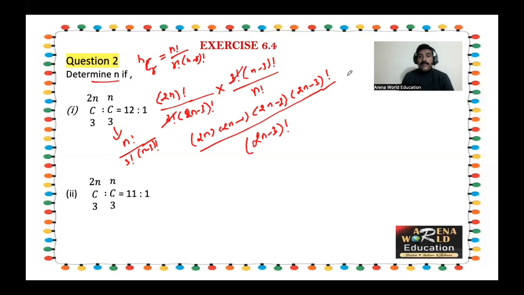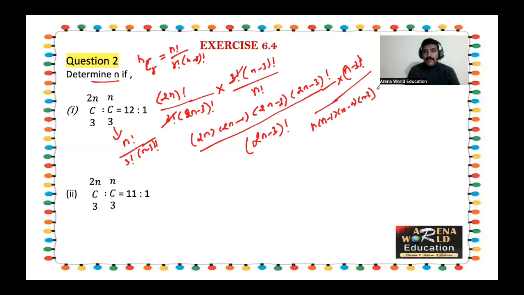And look at this one, into n minus 3 factorial is there. So what we can do? We can write this n factorial as n into n minus 1 into n minus 2 into n minus 3 factorial. So n minus 3 factorial is gone. And the other one, this 2n minus 3 factorial is gone. And we are left with 2n into 2n minus 1.